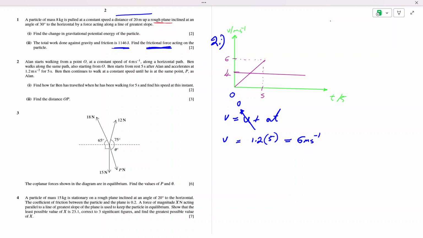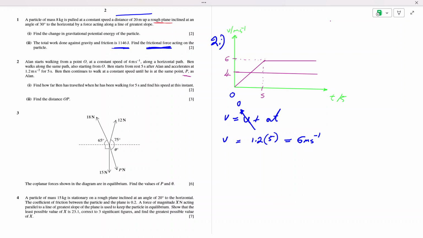Then it also says that Ben continues to walk at a constant speed until he's at the same point P as Alan. So after the 5 seconds, he walks at 6 meters per second, which is a constant speed. This should be a straight line, like that, until it reaches some certain point P.